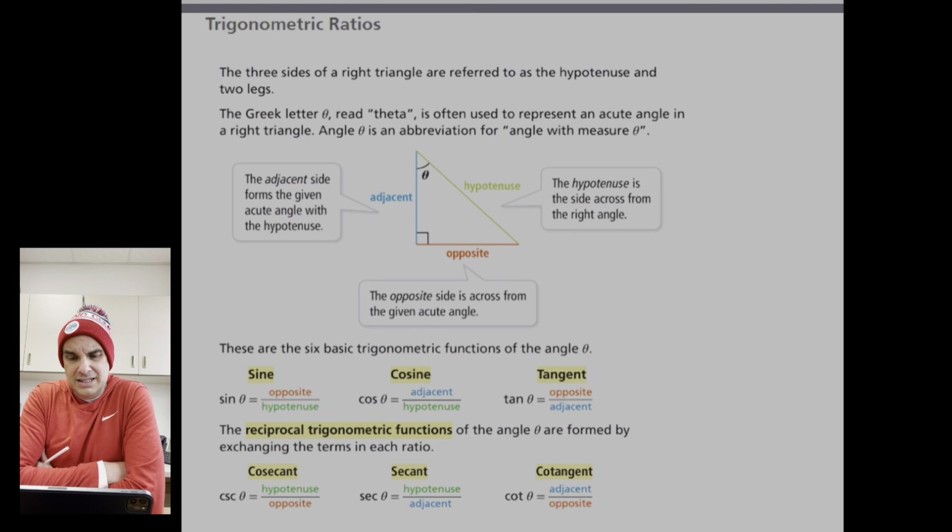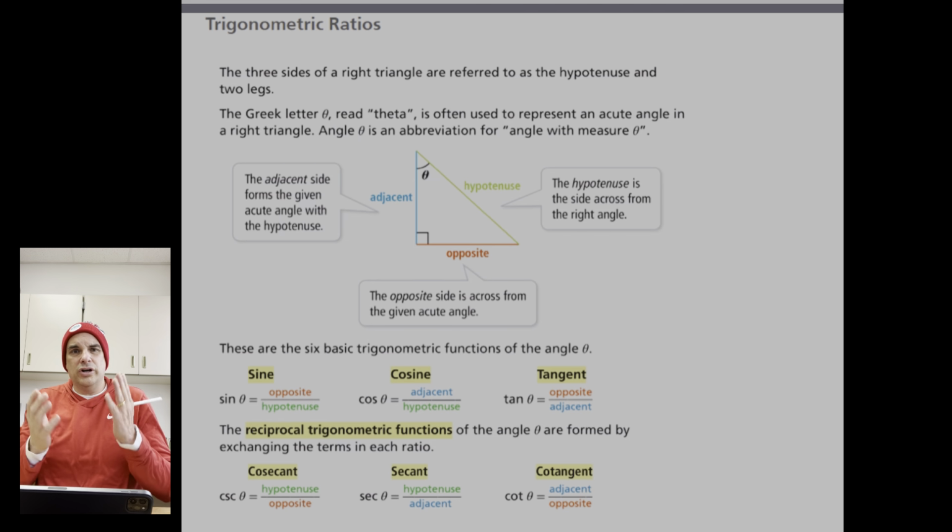So a couple things within that diagram. It talks about the adjacent side and the opposite side. The adjacent side forms the given acute angle with the hypotenuse. I just say the adjacent side and the opposite side can change around. The hypotenuse is always going to be the hypotenuse, always the side opposite the 90-degree angle. The adjacent side and the opposite side change based on where your reference angle is.